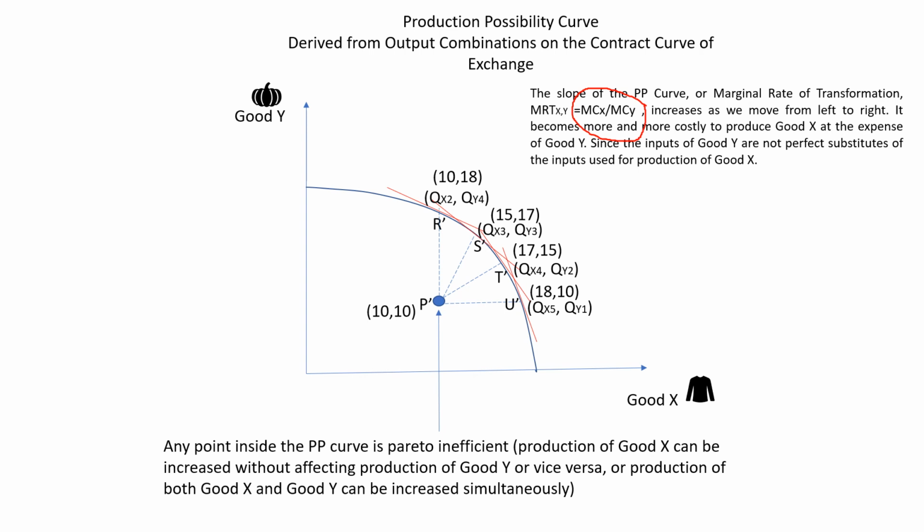So this is a mathematical formula that we are not deriving, but essentially what we are saying is that, relatively speaking, there are going to be larger and larger marginal costs incurred in the production of X as compared to the marginal costs of production of Y as we move more and more towards the right on the PP curve.